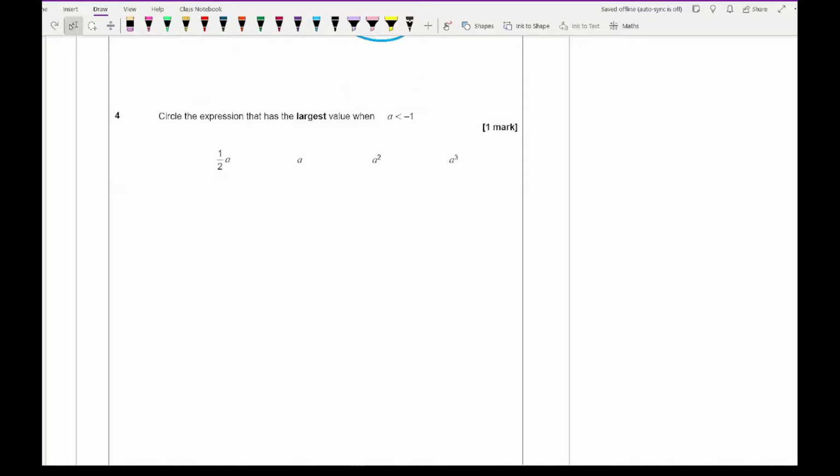And looking at question 4, it says circle the expression that has the largest value when A is less than -1. Well, the smallest value it can be, let's just go for, is -1. So here if we've got a half times -1, that's going to be minus 0.5. That's going to be -1. This is -1 times -1, which gives me an answer of 1. And here we're going to have -1 times -1 times -1, which is -1. So which expression is going to give me the biggest answer? It's going to be A squared.